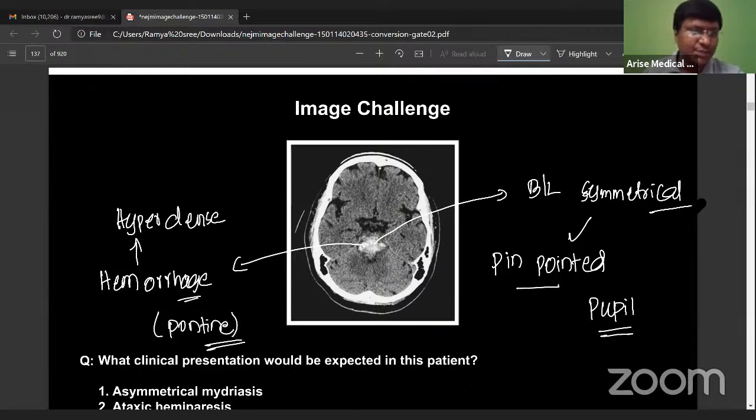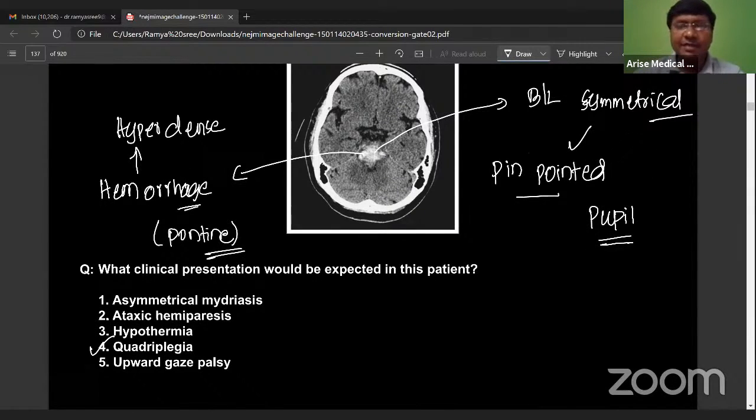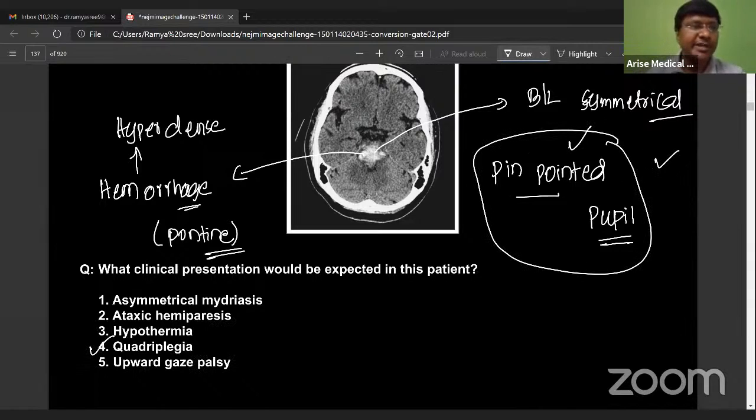Yes, Shahid Afridi, you will definitely have multiple differential diagnoses for this, but I have given you a very important clue. The very important clue is your pinpointed pupil. So where will you have your pinpointed pupil? Definitely in case of pontine hemorrhage. So that hyperdense lesion suggests pontine hemorrhage, and being bilaterally symmetrical, the clinical finding is quadriplegia.